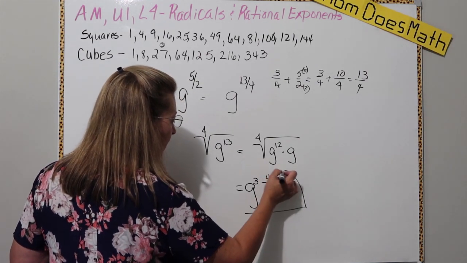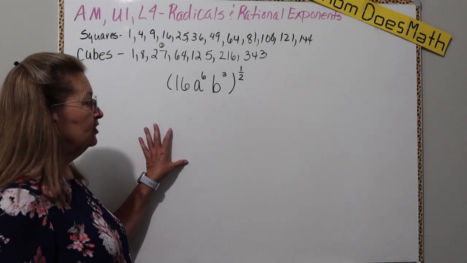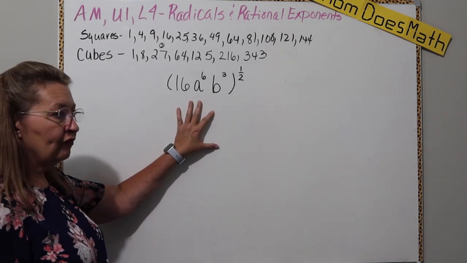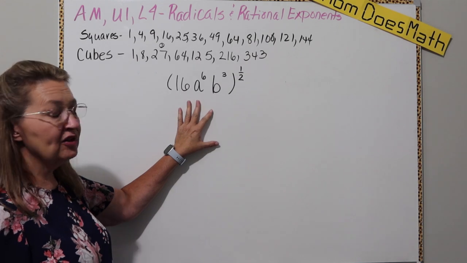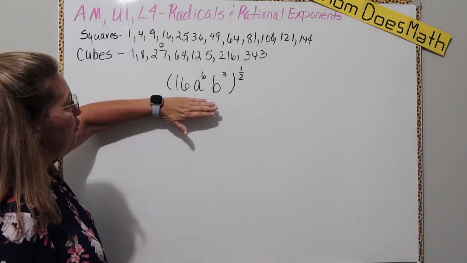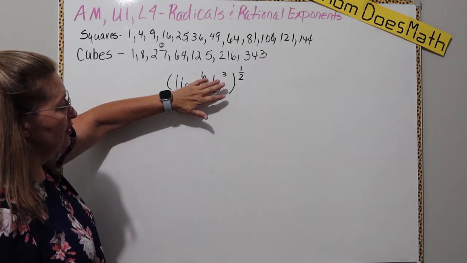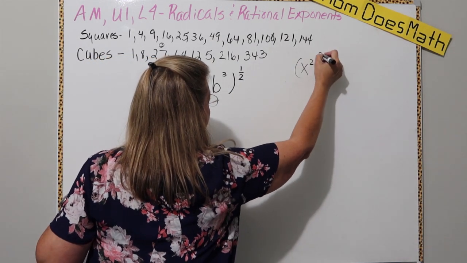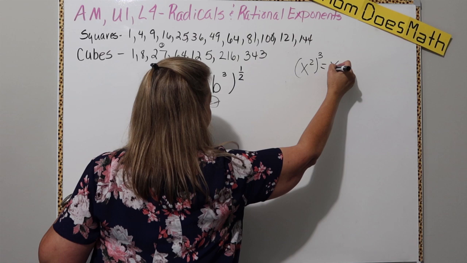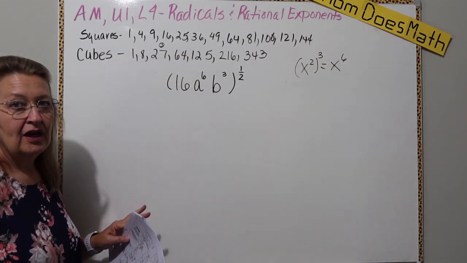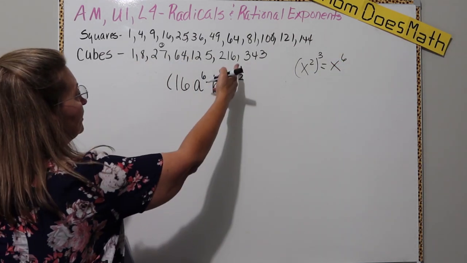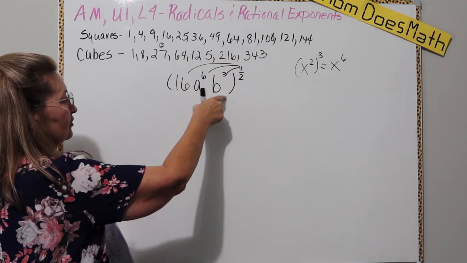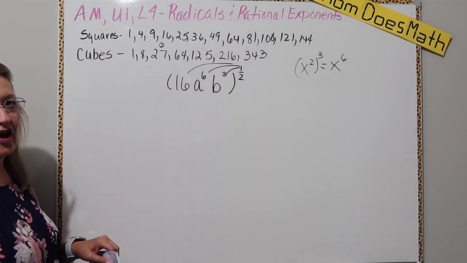Okay, here's number 30, and we want to write this in simplest radical form. So we're going to try to get rid of any fractional exponents. Now what do you do when you have exponents raised to another exponent? If I had x to the second to the third, what do you do with those two exponents? Well, you're multiplying. So that's what we're going to do here. We're going to take this 1/2 and we're going to multiply it times the exponent of each of these three numbers, and then we'll simplify them all down.